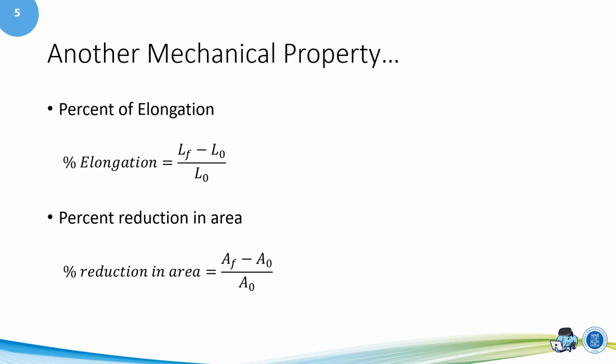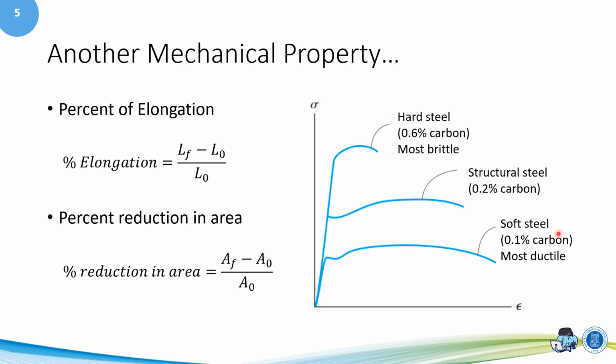Next are other mechanical properties, that is percent of elongation and also percent reduction in area. Both properties determine whether the material is ductile or brittle. Ductile material will have a larger percent of elongation or percent reduction in area than brittle material. Ductile or brittle material will also have a different stress-strain diagram. For example, in this diagram, the most ductile material is the soft steel and the most brittle material is the hard steel. You can see the difference of the stress-strain diagram between the soft steel and the hard steel.